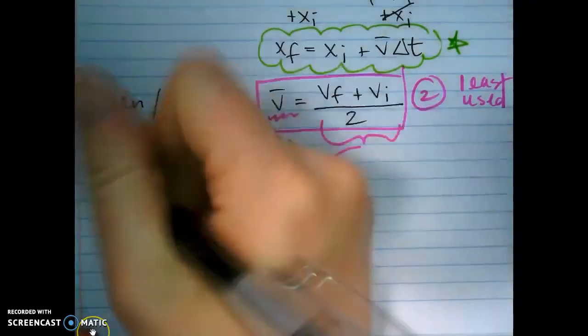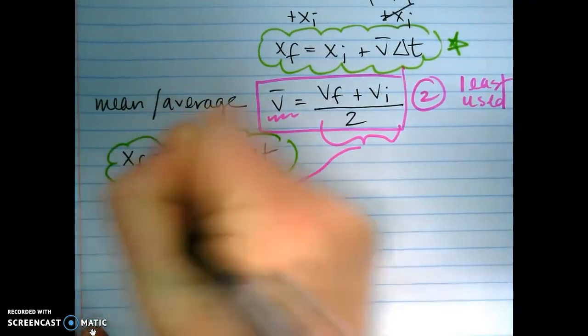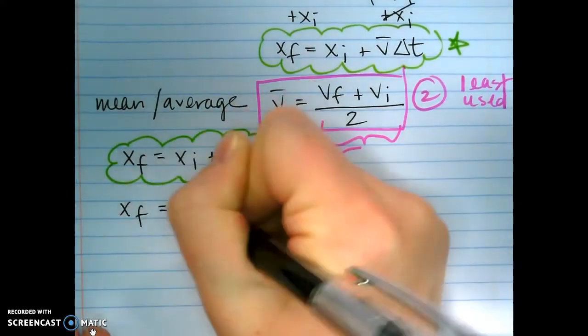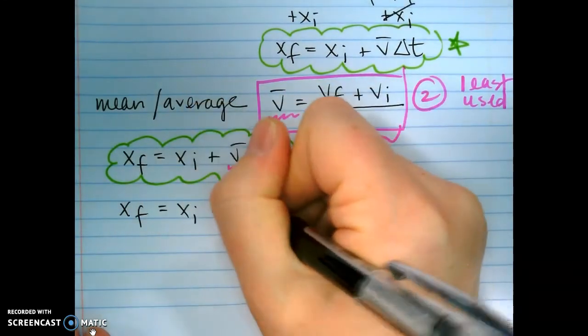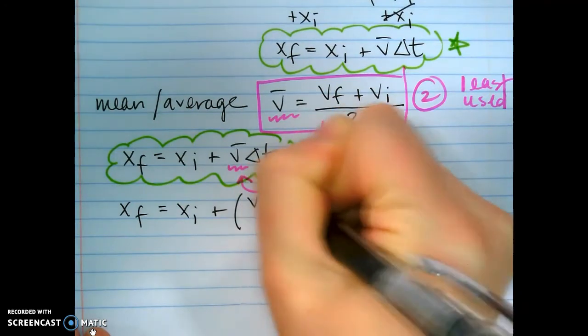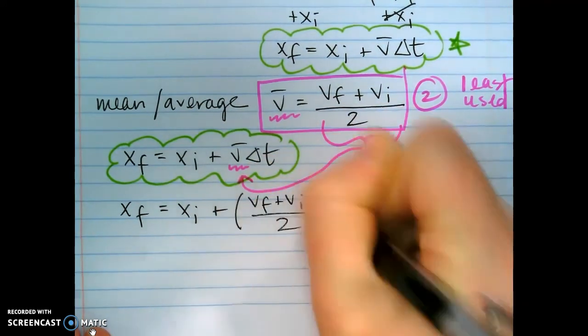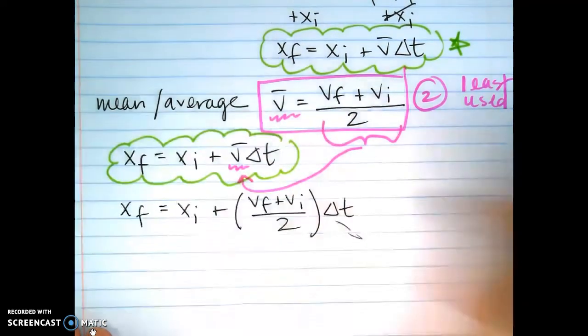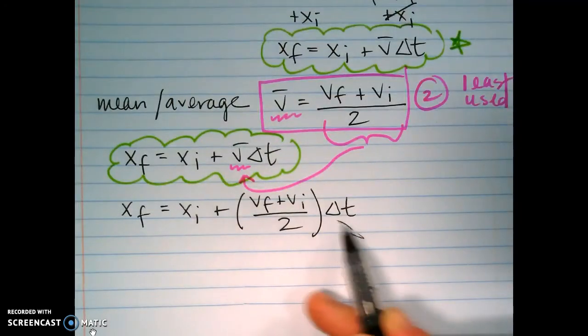So that looks like this. Final position equals initial position plus final velocity plus initial velocity divided by 2 times my time interval. Sorry, there's a smudge right there.